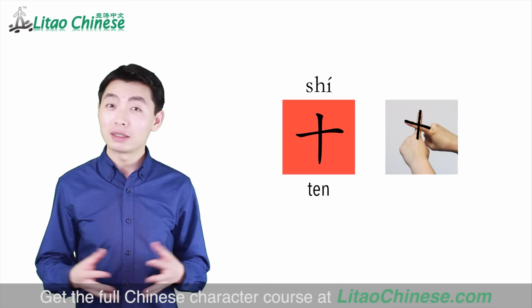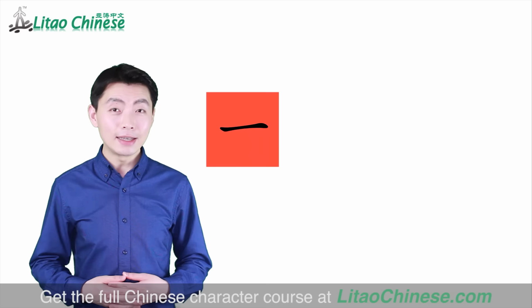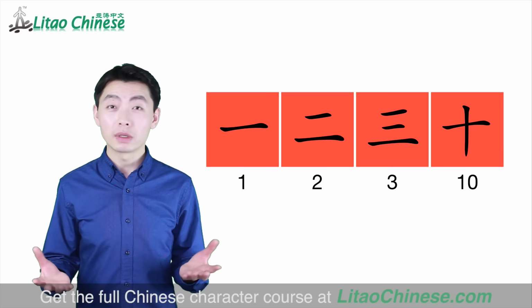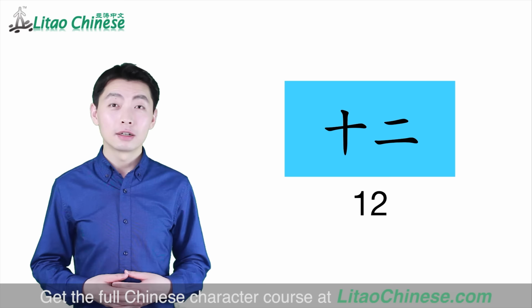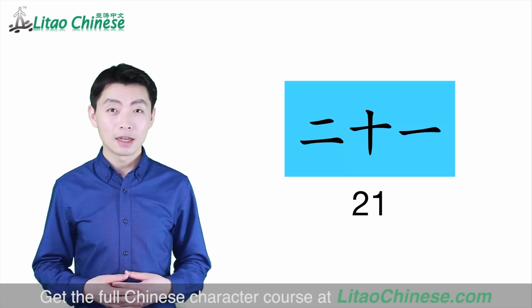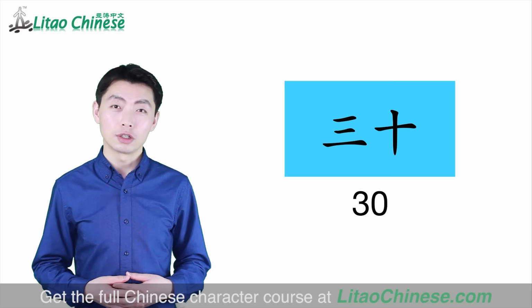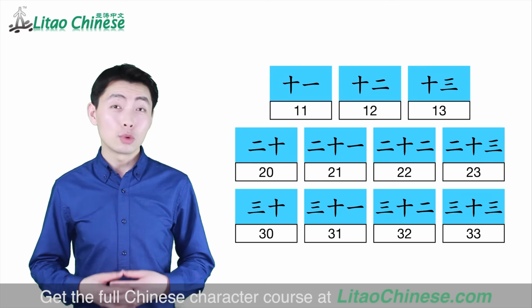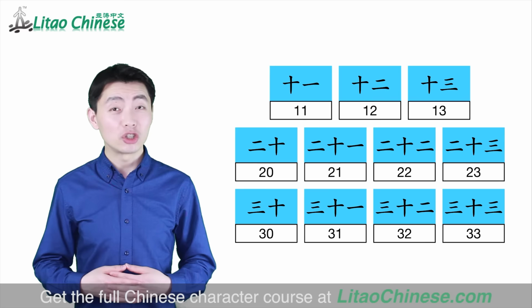So far, we know the Chinese characters 一, 二, 三, 十 for number 1, 2, 3, and 10. Let's combine them to practice more numbers. 十一, 十二, 十三, 二十, 二十一, 二十二, 二十三, 三十, 三十一, 三十二, 三十三. I'm sure you can read and write these numbers in Chinese characters now.